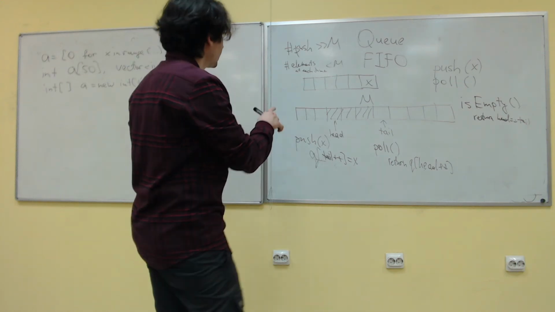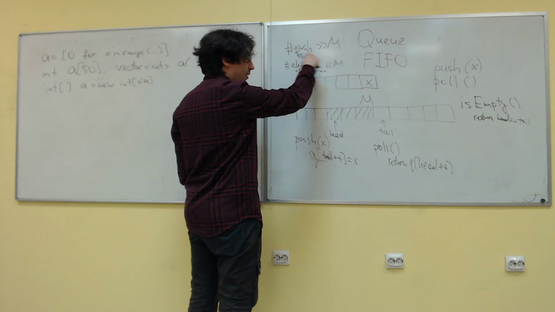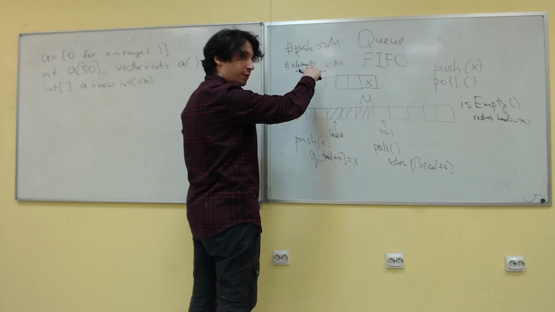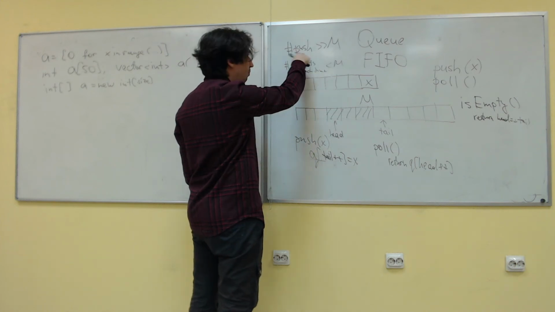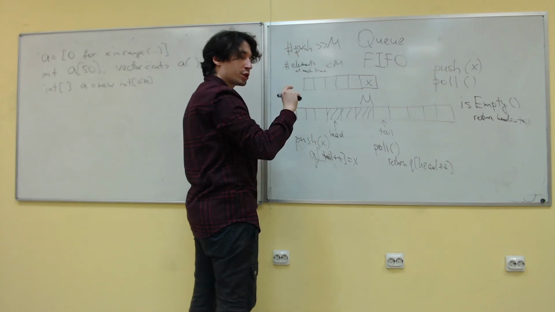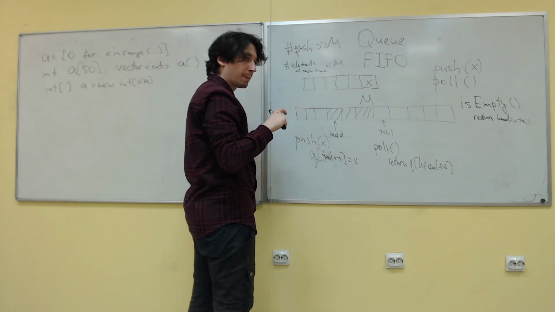Since the number of elements of the queue never exceeds m, the number of polls can differ from the number of pushes by at most m.